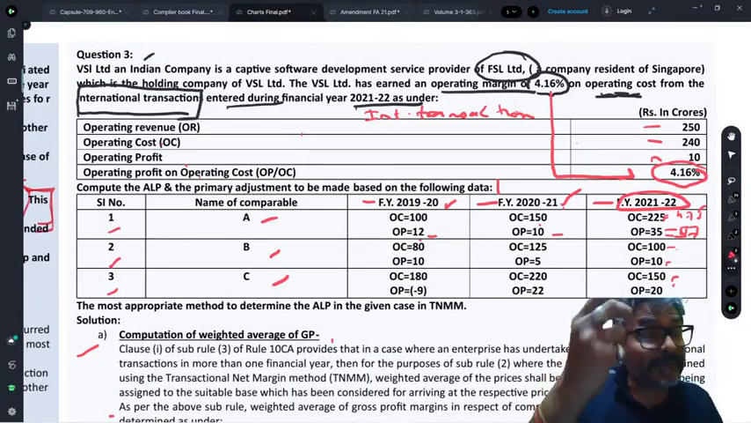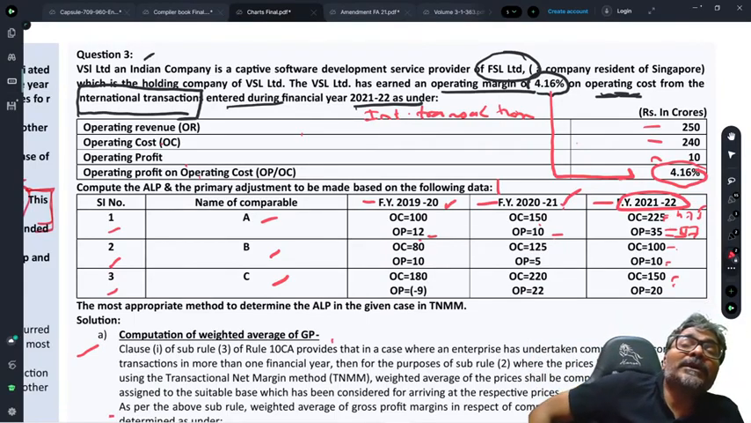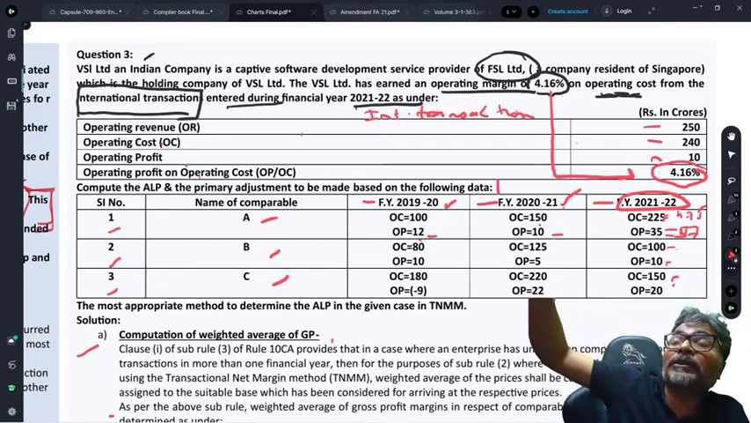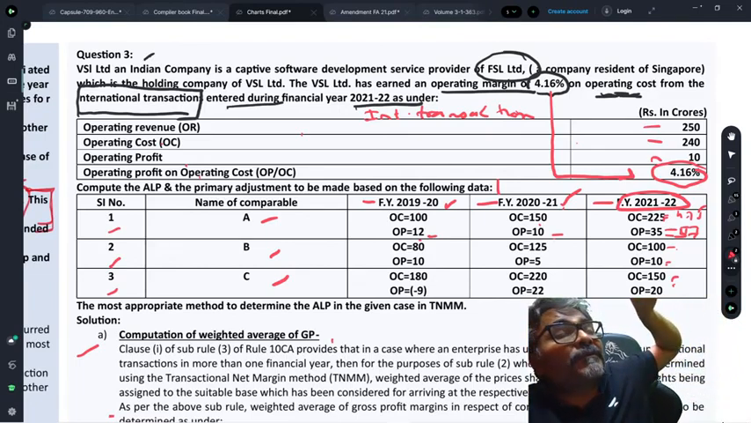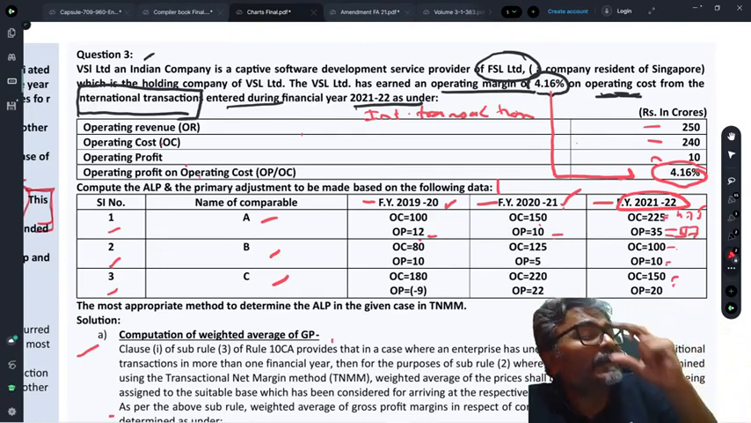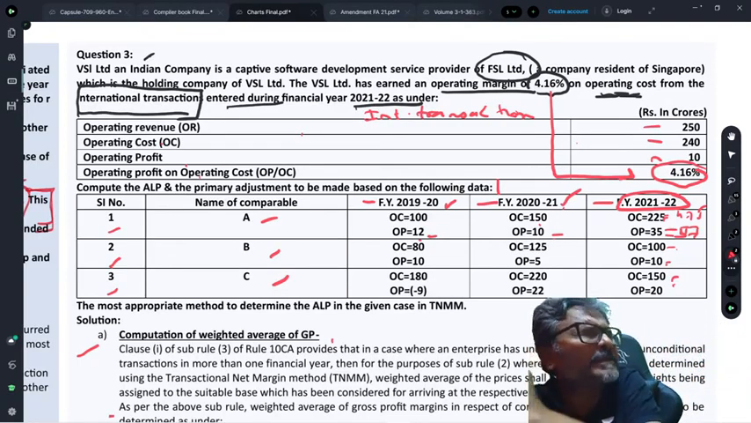Supposing it is a resale price method. In that case, what would be the data that will be given to you? The data given to you would be operating profit and the reselling price. Because the margin that we require in the resale price method is the margin of the profit vis-a-vis the reselling price. Based on that, we will do the aggregate of all the profit divided by the aggregate of all the reselling price for the 3 years. The combined 3 years data of the profit divided by the combined 3 years data of the reselling price gives you the weighted average margin, the reselling price margin.